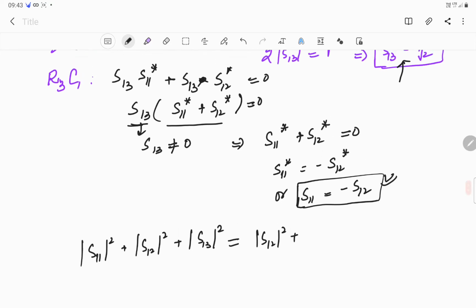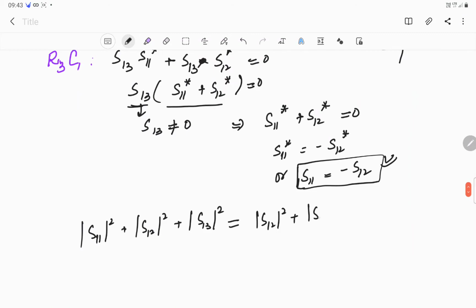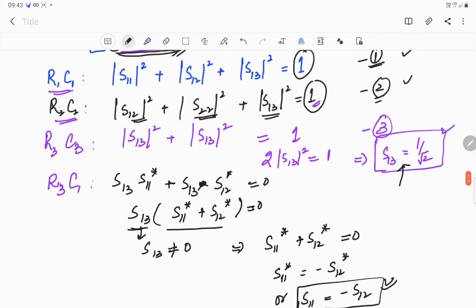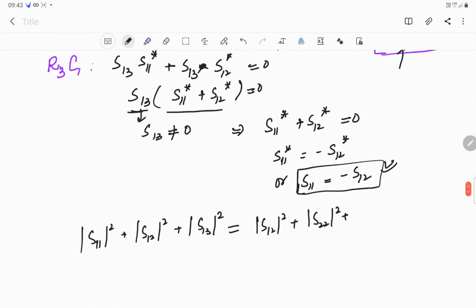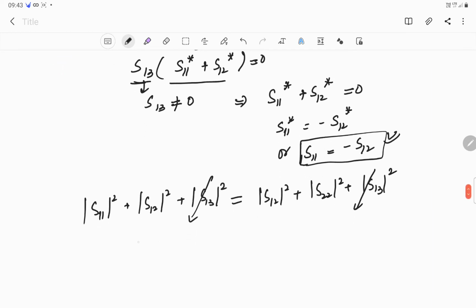S12 square plus S22 square plus S13 square. So this and this will cancel out. So we are left with S11 square plus S12 square. This again, S12 square and S12 square will cancel out. So we are left with S11 square is equal to S22 square. So that means S11 is same as S22.